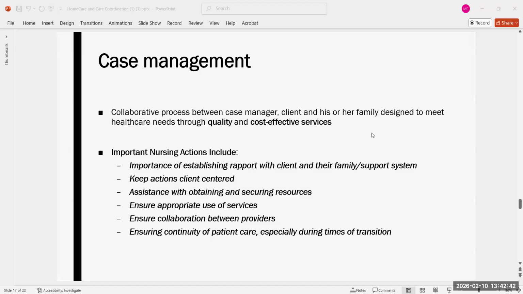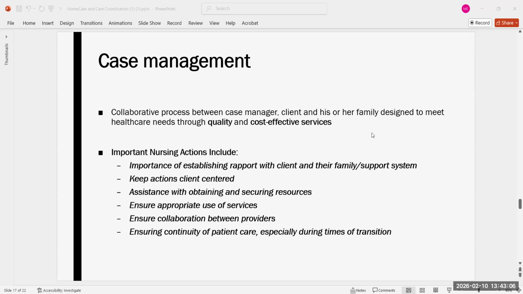Case management is indicated for multiple settings within healthcare. It's a collaborative process, so you're kind of going to be the link to maintaining the relationships between the client, family members, resources, healthcare professionals, meeting the needs of the client.